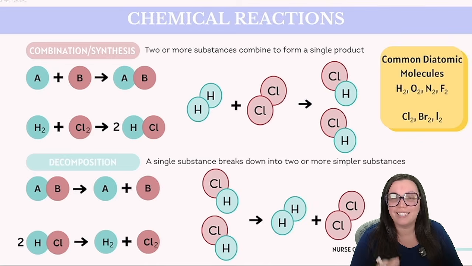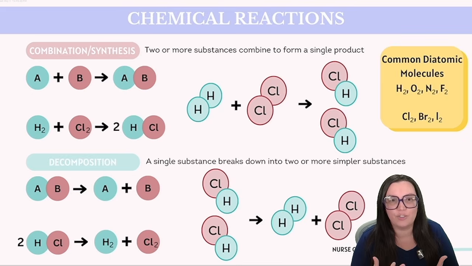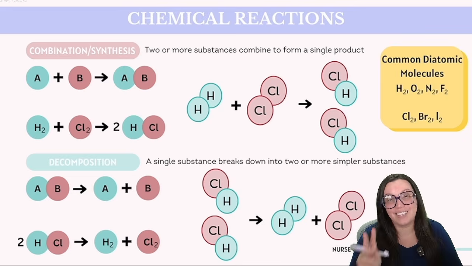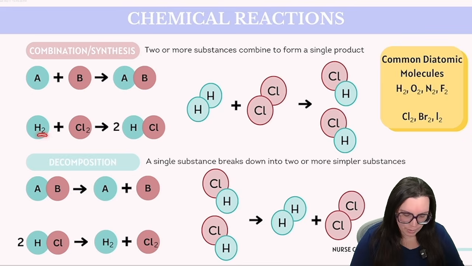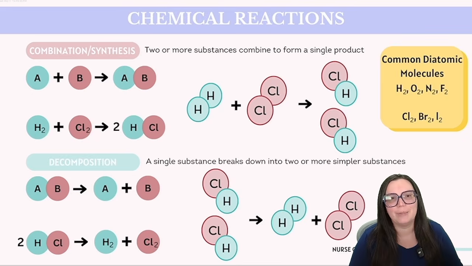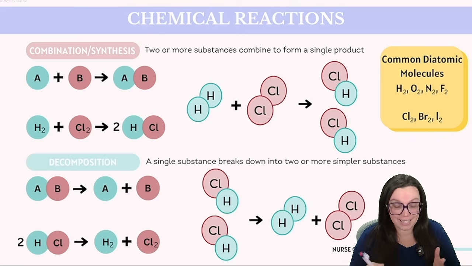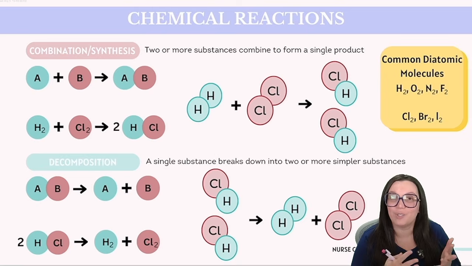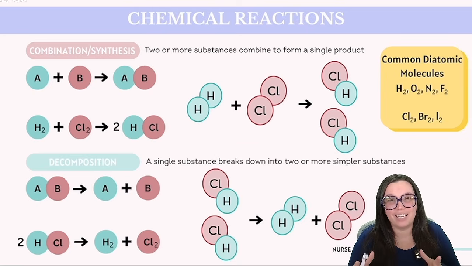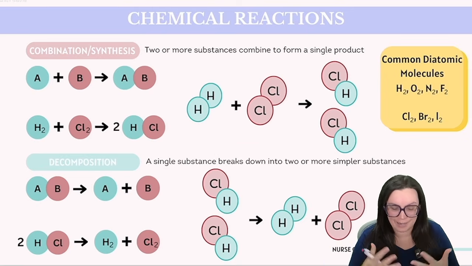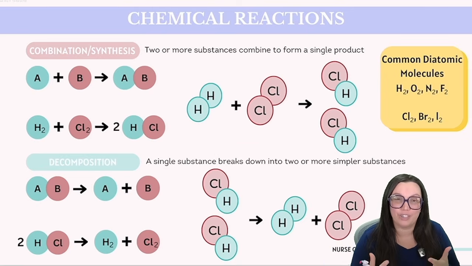This is when 2 distinct reactants come together to create a single product. The subscript 2, like we see here with our hydrogen and our chlorine atoms, indicates that these are diatomic molecules, meaning that these elements naturally pair up to form molecules consisting of 2 atoms. So when we think combination, we think of combining atoms. That's the big key takeaway I want you to take from this.